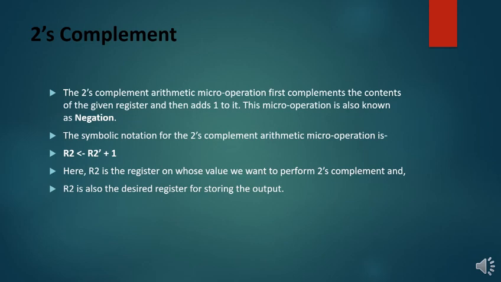Two's complement. The two's complement arithmetic microoperation first complements the content of a given register and then adds 1 to it. This microoperation is also known as negation. The symbolic notation for the two's complement arithmetic microoperation is R2' plus 1 goes to R2. Here, R2 is the register on whose value we want to perform 2's complement, and R2 is also the desired register for storing the output.